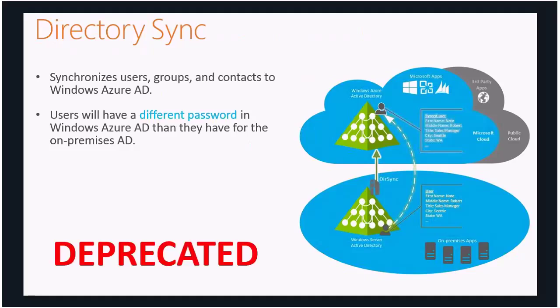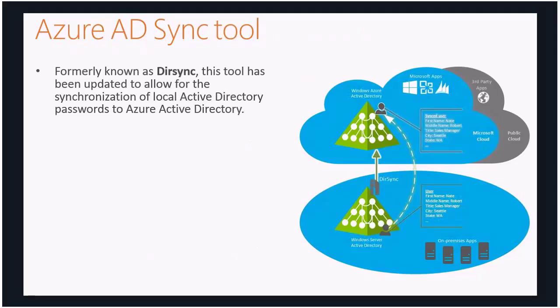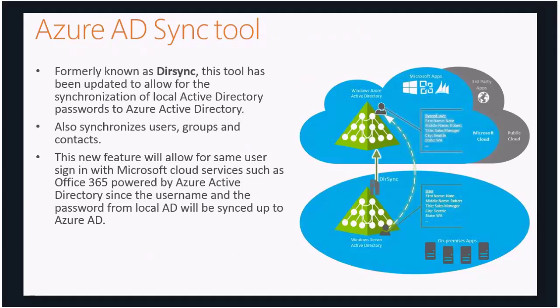Now the good news is that the DirSync program has been deprecated. It has been replaced with a newer tool. The next step up is called Azure AD Sync. This adds a whole lot of benefits and features, but one of the big benefits, apart from synchronizing groups and contacts, was that it would also synchronize the password hashes. So what it would do is take a cryptographic hash of the password locally, add some more security around it, and push that up into Office 365. So now the passwords would be identical between your local AD and Office 365. That was a big step forward.